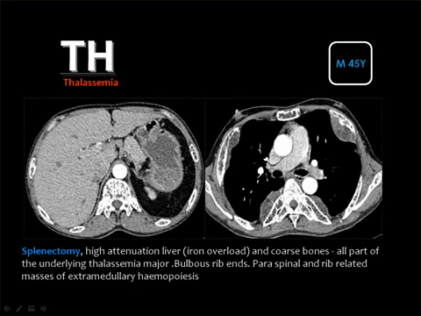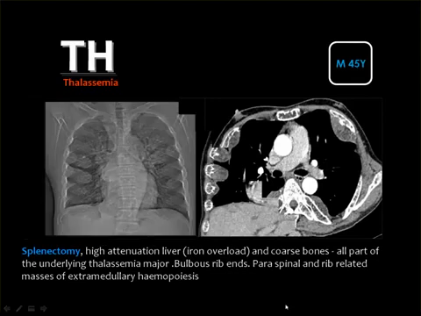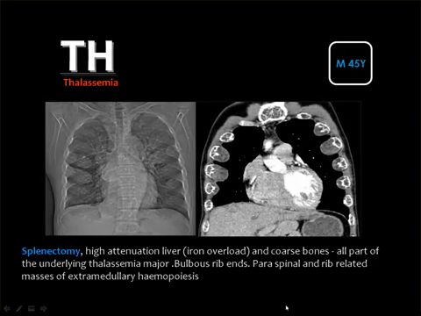And this is also an example of thalassemia major, where the spleen has been removed. The density of the liver is significantly elevated due to the iron deposition in the liver. There is bone marrow hyperplasia with expansion of the ribs, and there are multiple extraosseous soft tissue components representing the extramedullary hematopoiesis. And this is the same sign of expansion of the bone marrow with a rib in a rib sign.